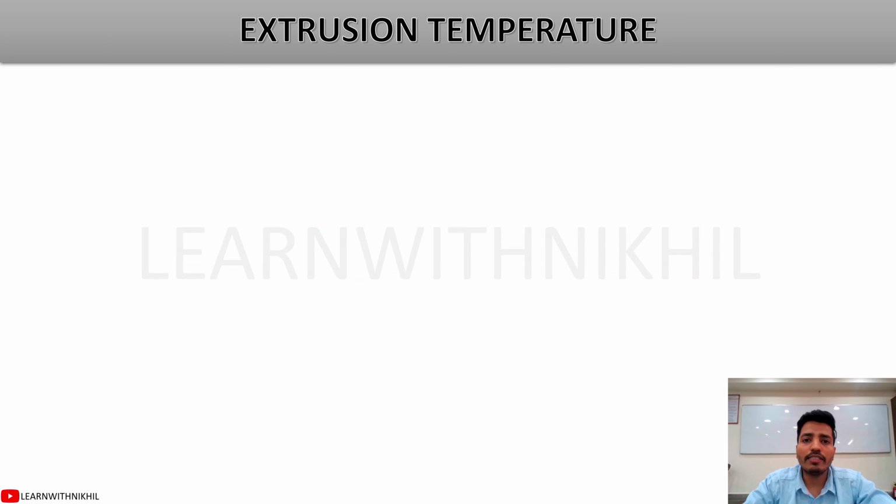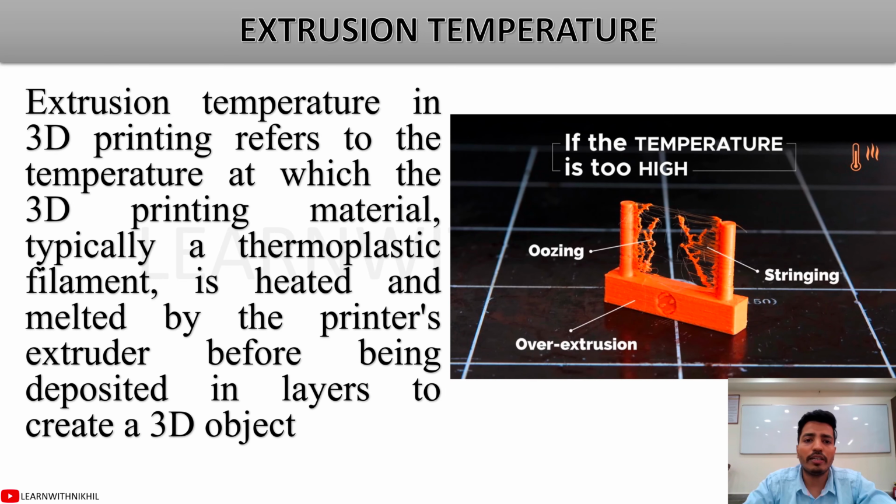Next is the extrusion temperature, which refers to the temperature at which the 3D printing material, typically a thermoplastic filament, is heated and melted by the printer's extruder before being deposited in layers to create the 3D object. So it is basically the melting temperature of the material. If the temperature is too high, the stringing will occur.